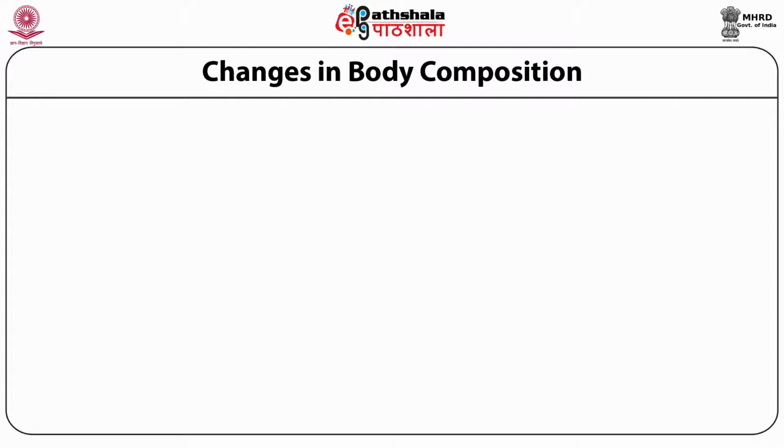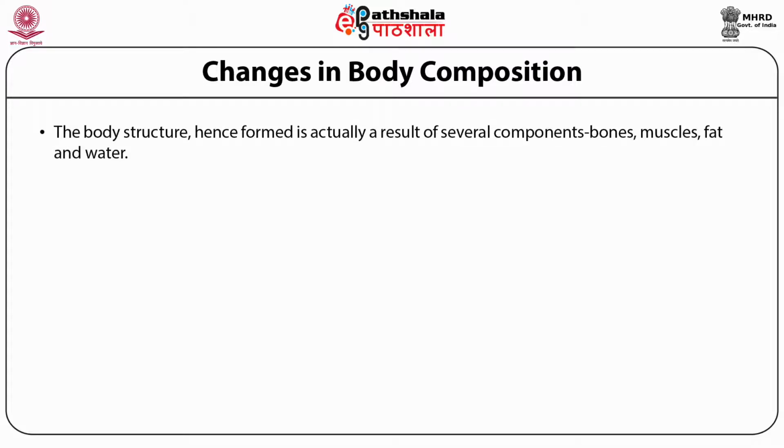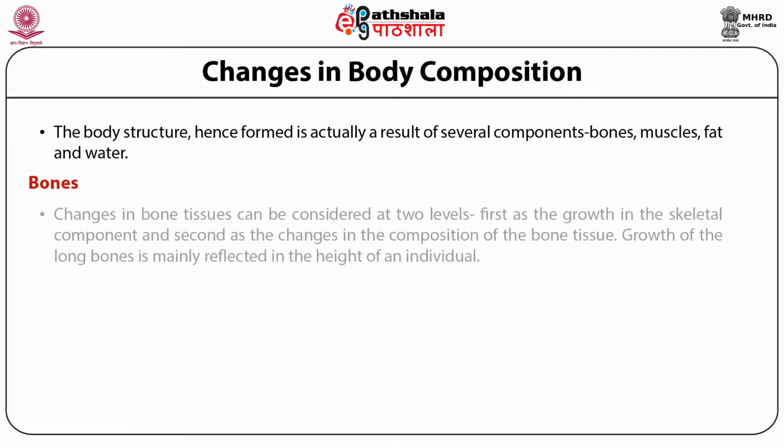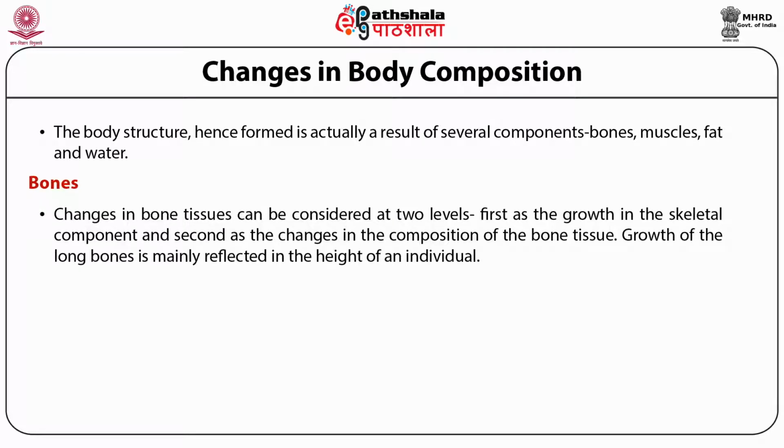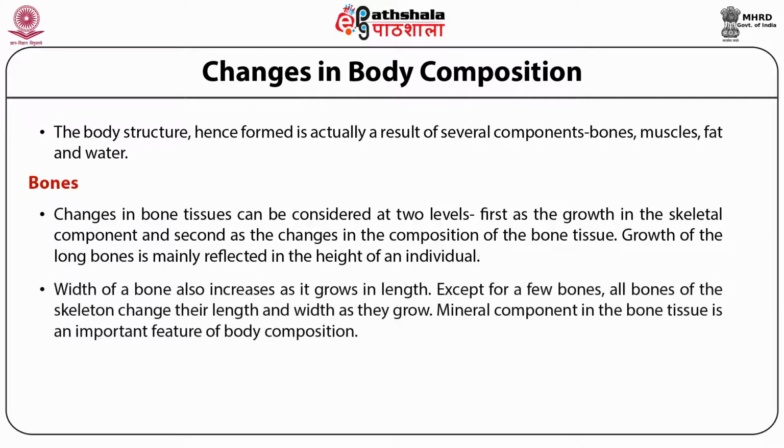Changes in body composition. The body structure thus formed is actually a result of several components: the bones, muscles, fat, and water. Now we'll deal with each of them. Bones. Changes in bone tissue can be considered at 2 levels. First, as the growth in the skeletal component, and second, as the changes in the composition of bone tissue. Growth of a long bone is mainly reflected in the height of an individual. Width of a bone also increases as it grows in length. Except for a few bones, all bones of the skeleton change their length and width as they grow.